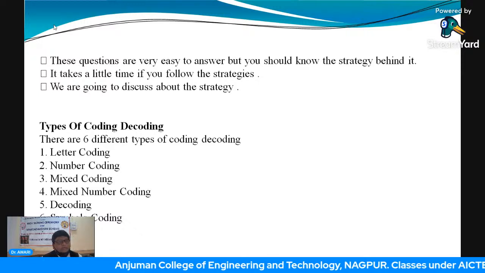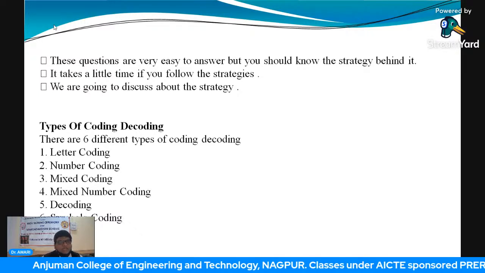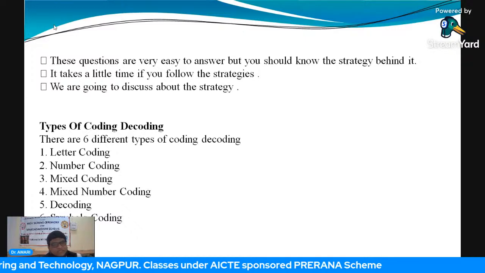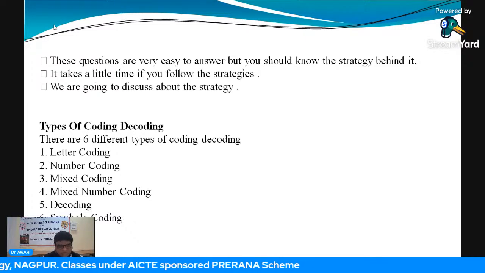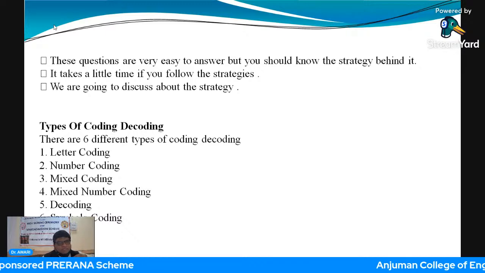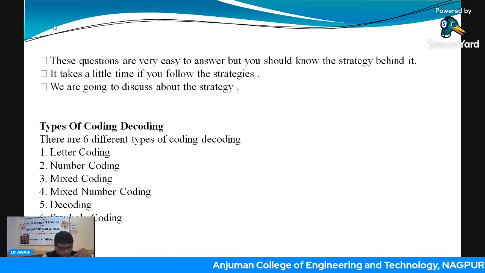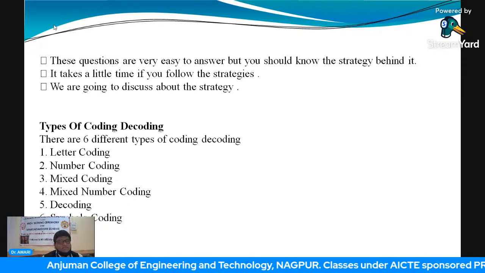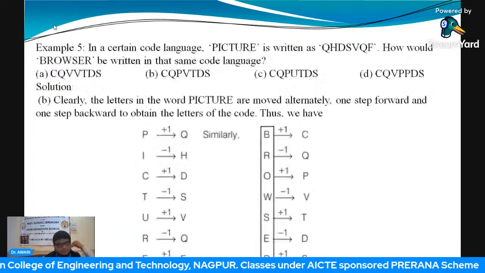So types of coding and decoding: there are 6 types of coding and decoding, that is letter coding, then number coding, then mix coding, then mixed number coding, decoding, and symbols coding. So these are the types of coding and decoding.